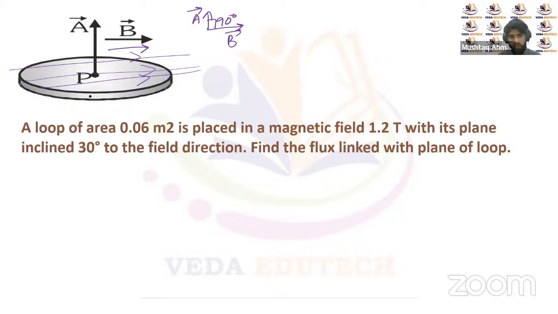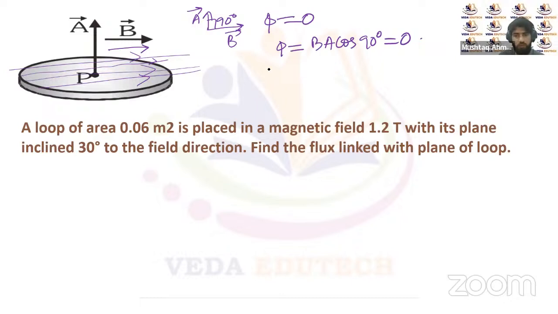If no field line is going to cross through this area, all these field lines will pass parallel to the plane of this disk, or we can say that the flux through this plane will be zero. There will be no field line passing through this plane. We can see it like this also: BA cos theta, and BA cos 90 degree is nothing, because cos 90 is zero, so there will be no magnetic field line passing through this area.